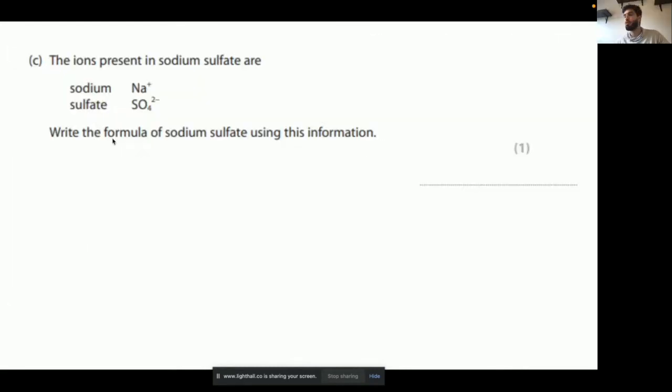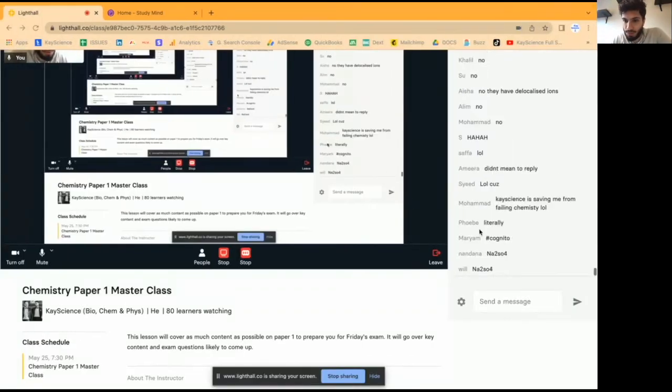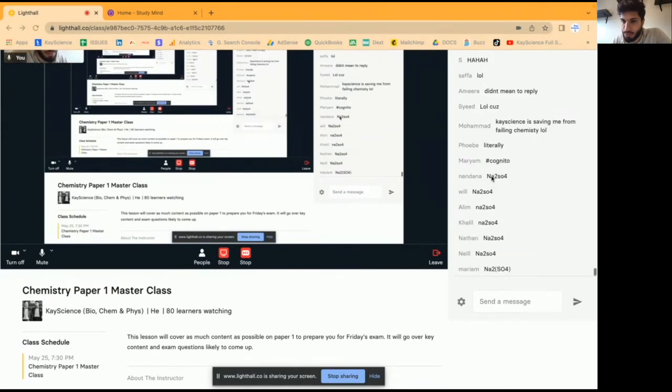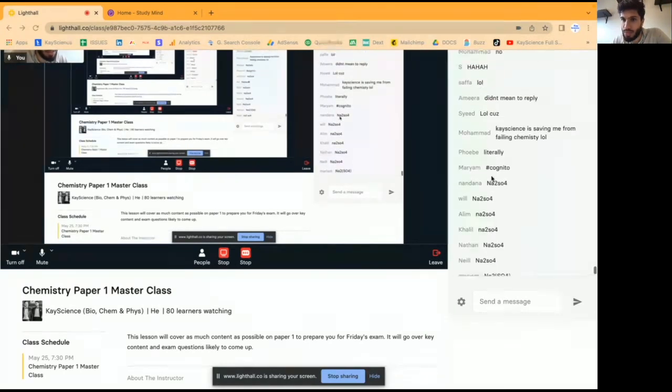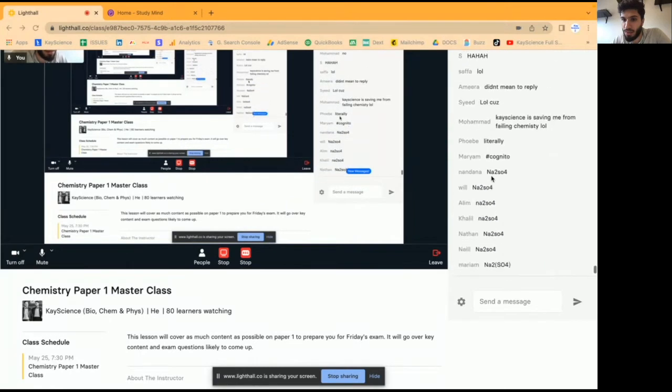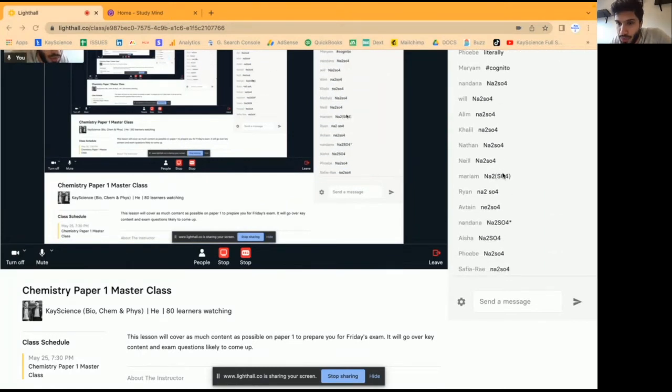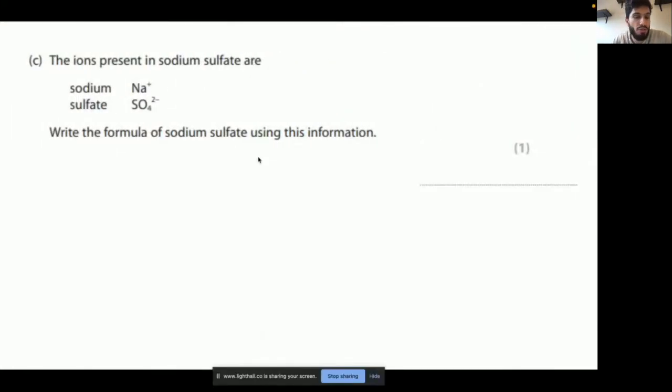What's the formula of sodium sulfate using this information? Yes, that's what I like to hear. Na2, no, you don't put the SO4 in brackets, you don't need to do that. Na2SO, you never have the charge. There's no charge there. Really, really big mistake. You never ever include a charge in an ionic compound.